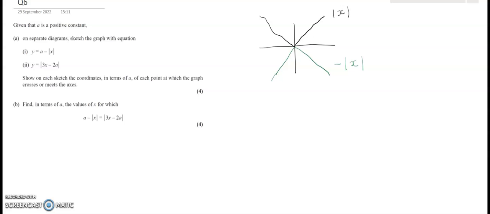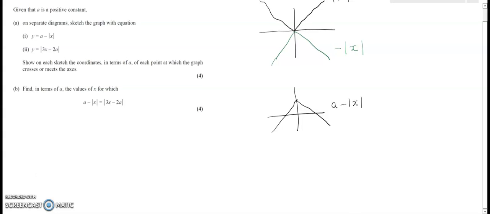So a minus mod of x, well, that's been shifted up by a, will look like that. And so that's the graph of a minus mod of x. It does say show on each sketch in terms of a each point where it meets or crosses the axes.